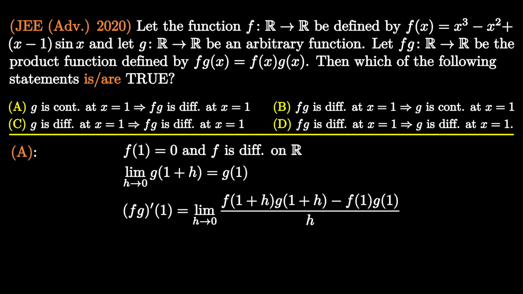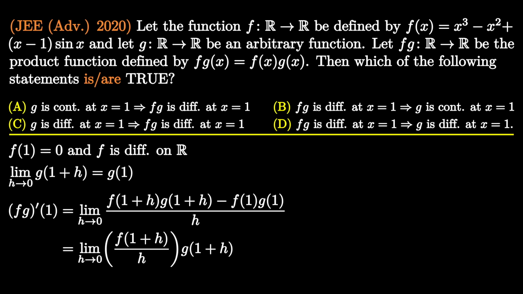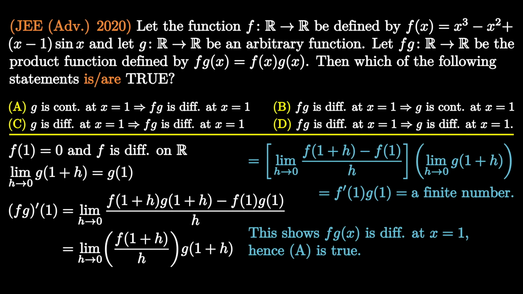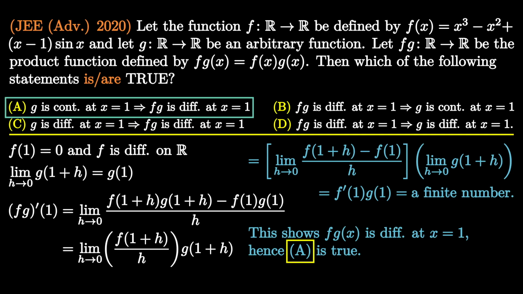So we simply find the derivative of f(x) into g(x) at x is equal to 1 by first principle. And eventually we get its value as a finite number. It means f(x) into g(x) is differentiable at x is equal to 1. Therefore, option A is surprisingly true. It means our guess was correct that the product of a differentiable and a non-differentiable continuous function might be differentiable in some special cases, as we see now that f(x) into g(x) is differentiable at x is equal to 1.